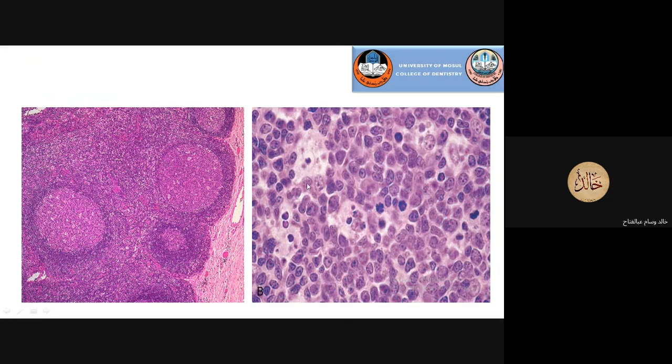Okay, and this is a form of hyperplasia, or a form of chronic lymphadenopathy, due to an antigen that is activating or stimulating the B lymphocytes that live inside the lymphoid follicles.